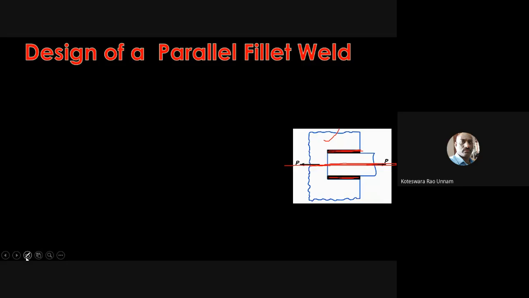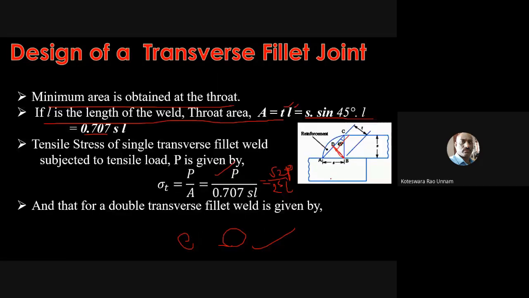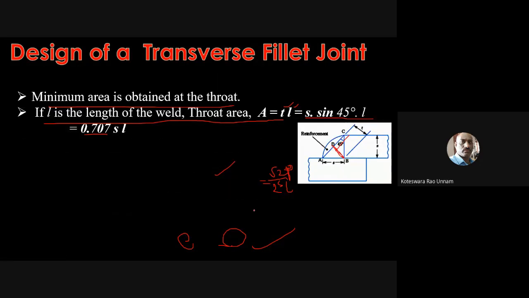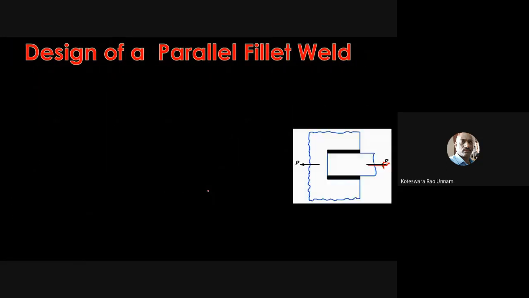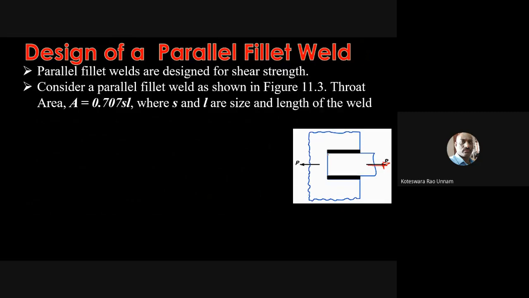So in case of a parallel fillet weld, what type of stress is it going to induce? Earlier this is P. In case of the transverse fillet weld, your load is in the normal direction to the weld, in the sense of a perpendicular direction. So normal means it will induce a normal stress. Whereas in case of this parallel fillet weld, your load will act in a tangential direction to this weld. Therefore, this will create a shear stress in the weld.